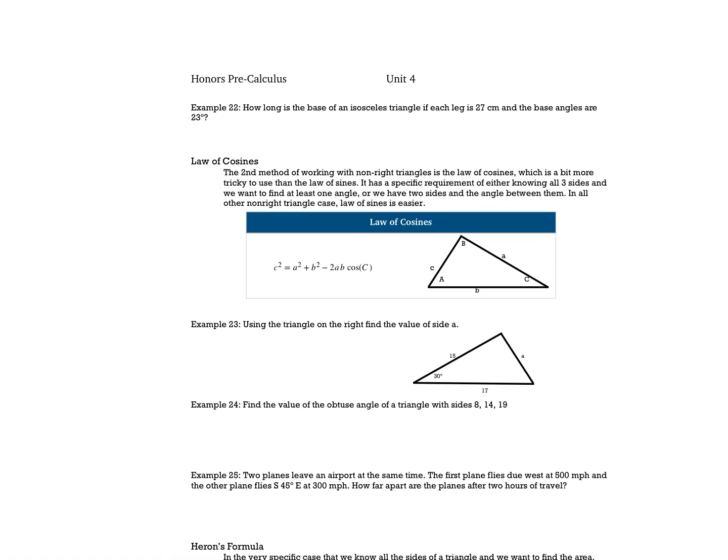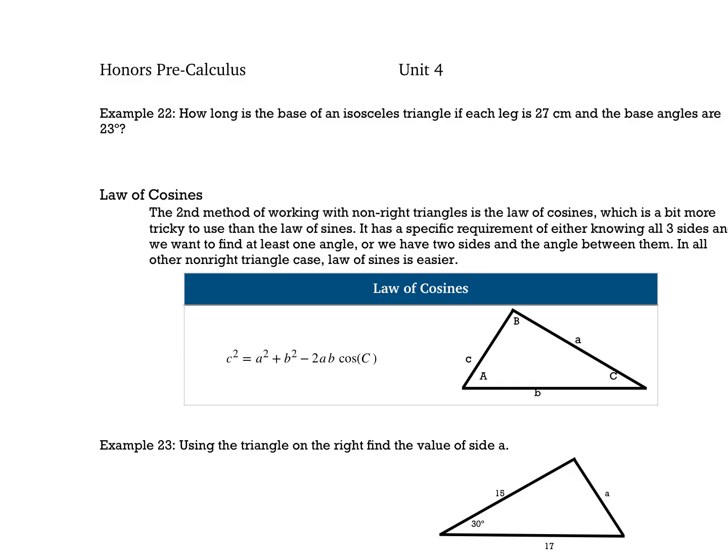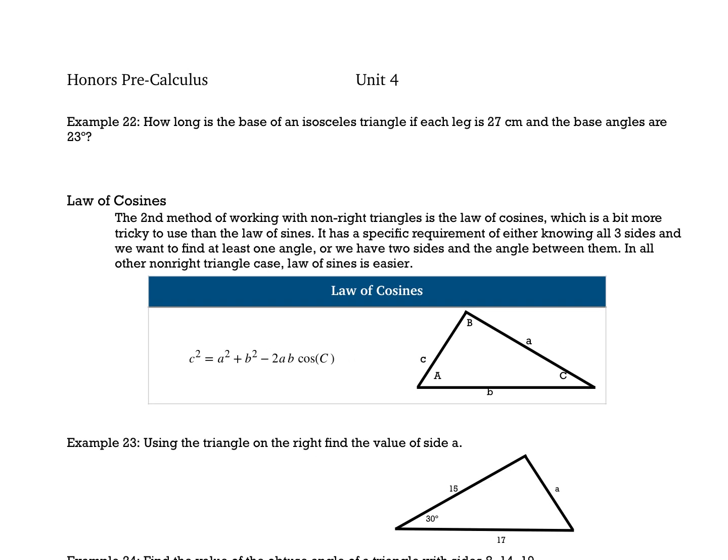Okay? And then how long is the base of the isosceles triangle with each leg 27 centimeters and the base angles are 23 degrees? So in case you are unaware of all these properties, in an isosceles triangle the base angles are the two equal angles. So that means this is 23, this is 23. And what that means is these sides are equal. Each of these are equal, so it's 27. And we're asked to find the base side. That's the side that connects the angles.